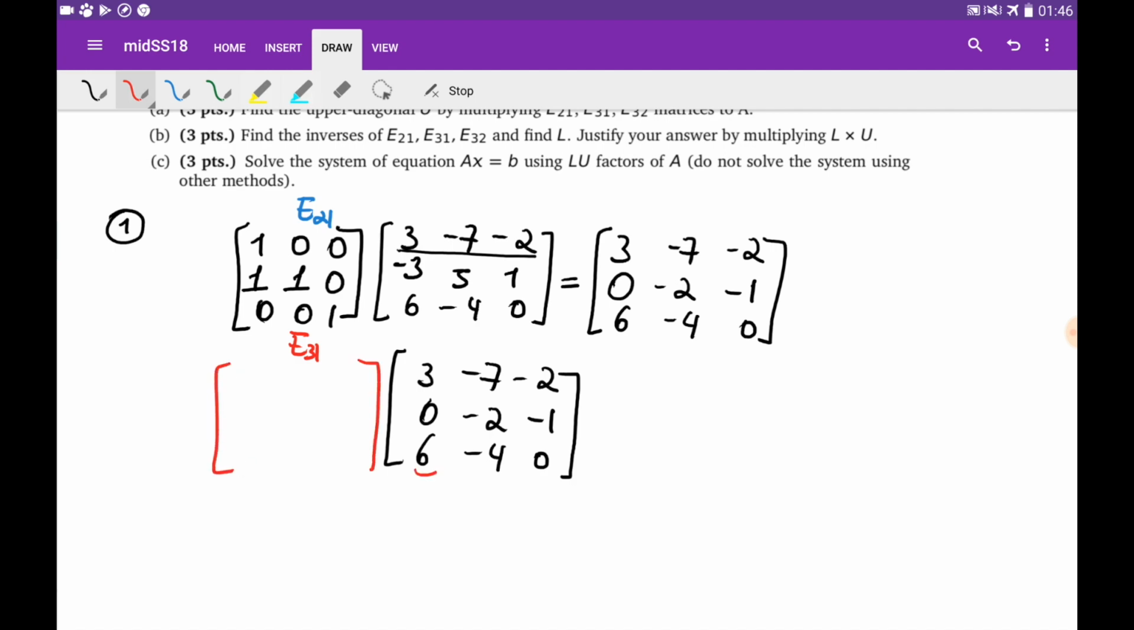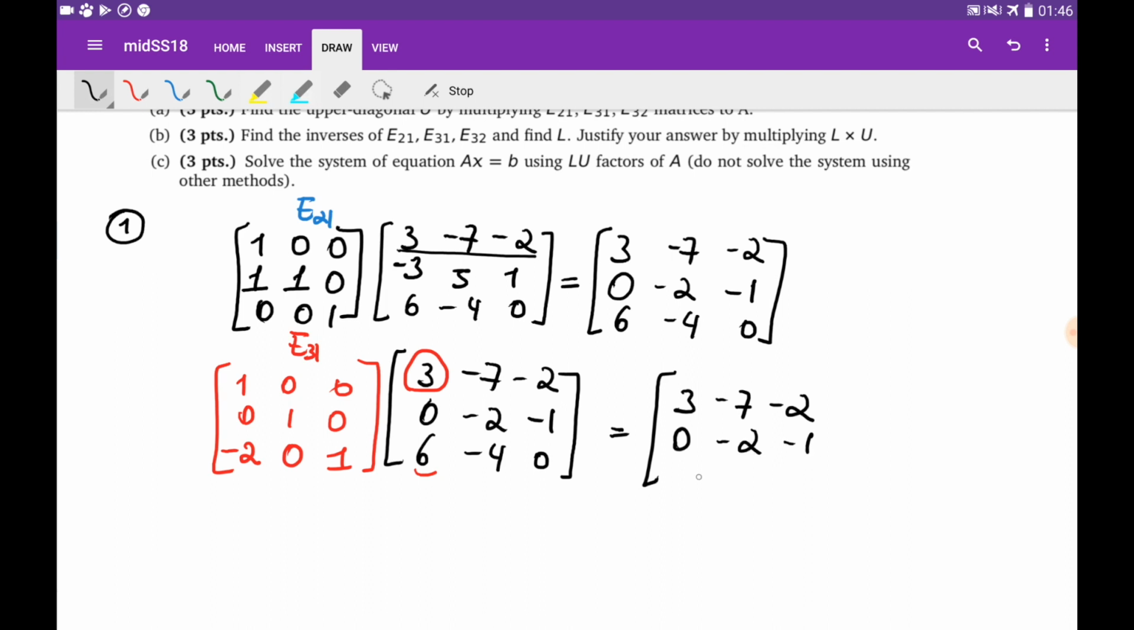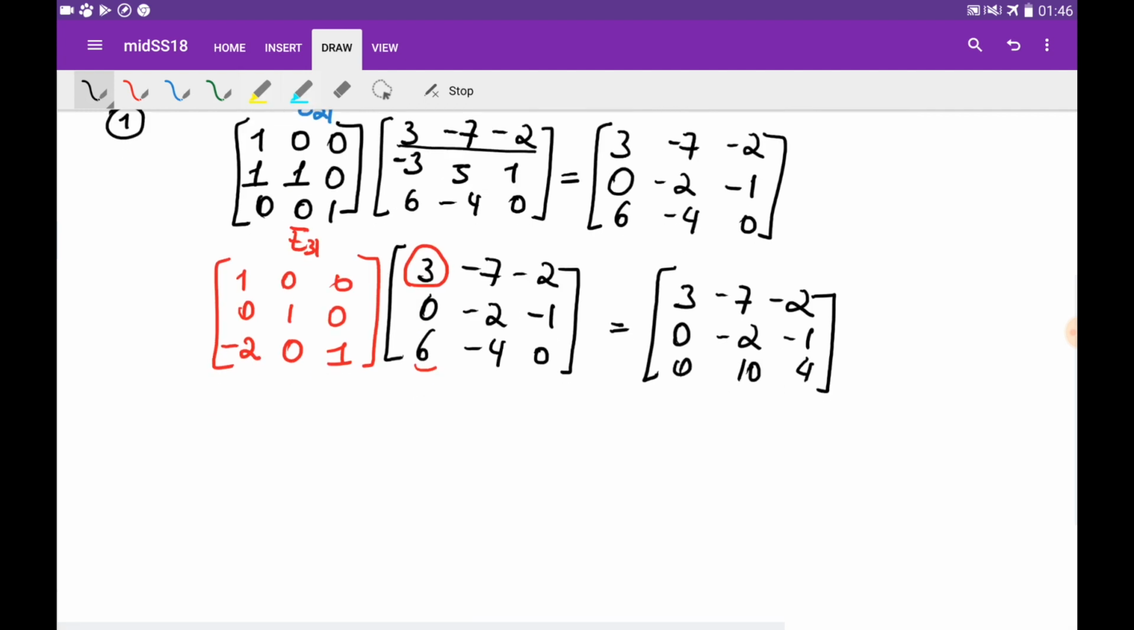So we can obtain the 6 by keeping the first two rows as they are, and by multiplying the first row by minus 2 and adding this to the last row, we'll eliminate the 6. It's going to be minus 2 multiplied by the first row, the second row multiplied by 0, and the third row multiplied by 1. So what we're going to obtain is 3, minus 7, minus 2, 0, minus 2, minus 1, 0, 10, and 4. And in the last step, we're going to eliminate this 10.